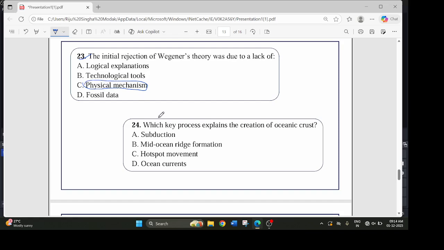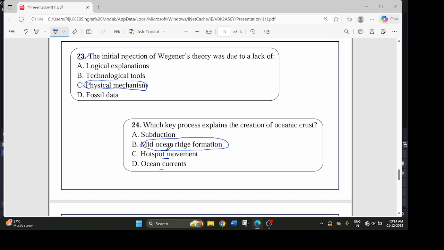Okay, next question, number 24. Which key process explains the creation of oceanic crust? Subduction, mid-ocean ridge formation, hotspot movement, and ocean current. So here the correct answer is mid-ocean ridge formation. Option B, mid-ocean ridge formation.